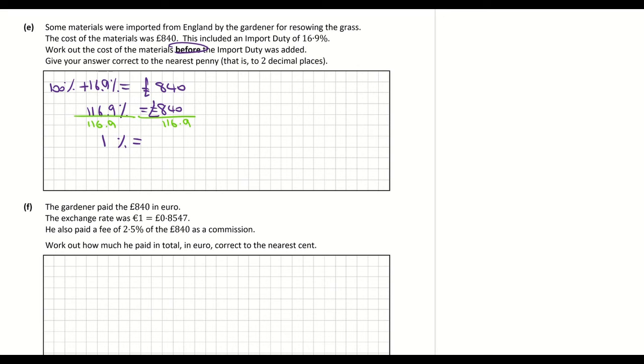So 1% is, let me just get my calculator, 840 divided by 116.9, which is coming up as £7.1856. Now I want 100%, so I multiply both sides by 100 there. So multiplying that by 100 is getting me a cost before the duty of £718 and 56 pence, and it wants it to the nearest penny. That is to 2 decimal places. Yeah, so £718 and 56 pence.